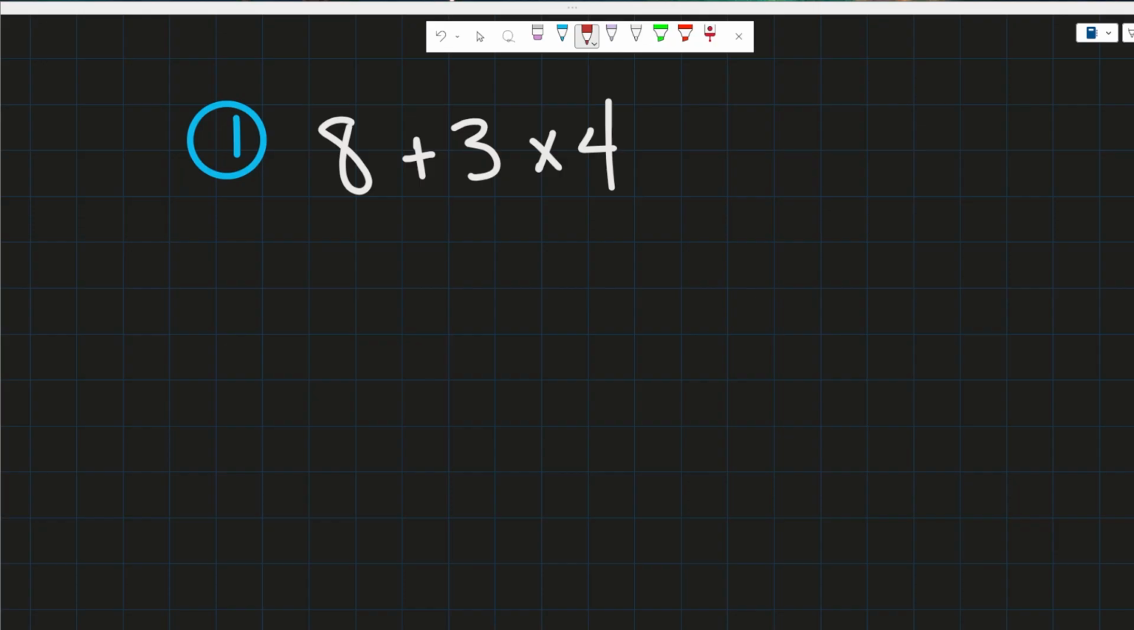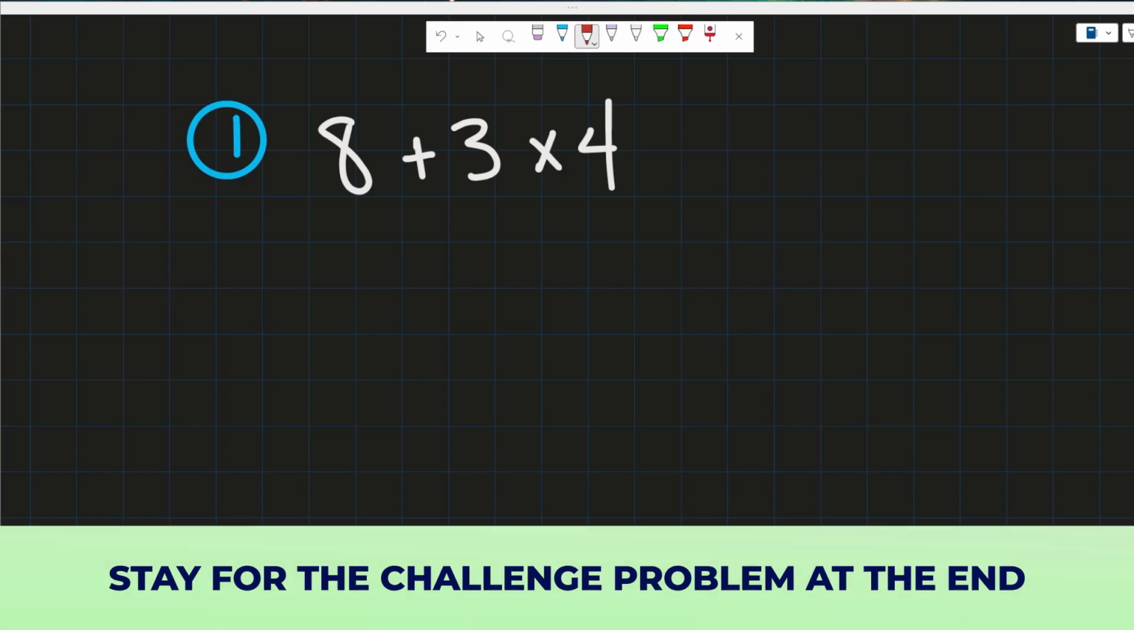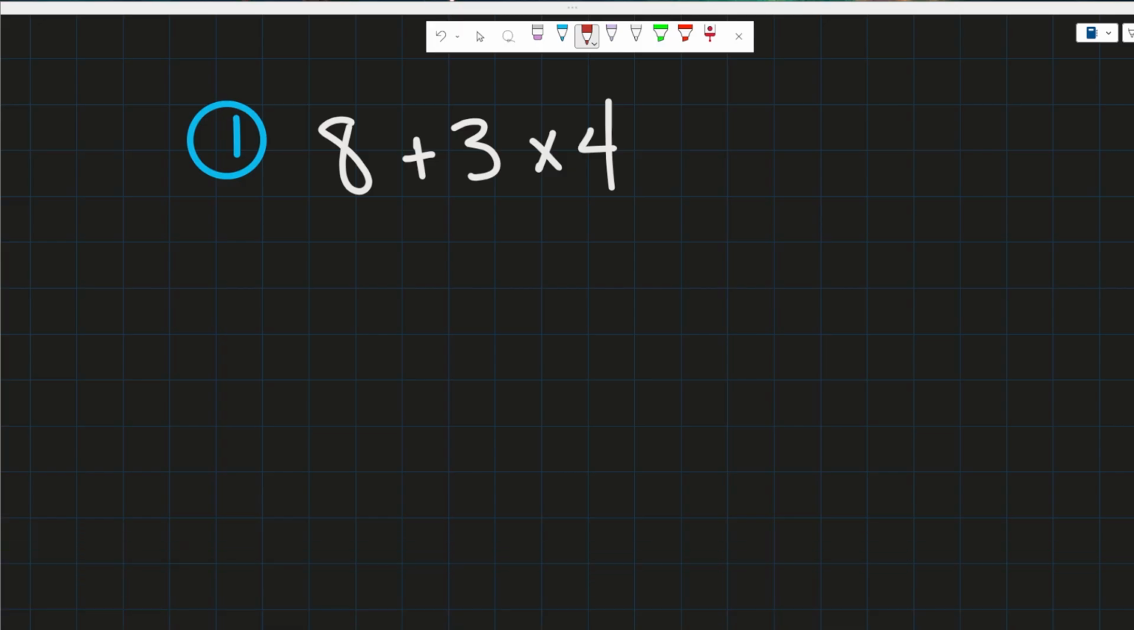All right, everyone, before we get started on these problems, just wanted to let you know I had to re-record this first and second problem because something happened with my file, but we'll get through it. So if stuff doesn't match up with what I say when we go back to the third and fourth problem, that's why. Anyways, the first problem, we have 8 plus 3 times 4.